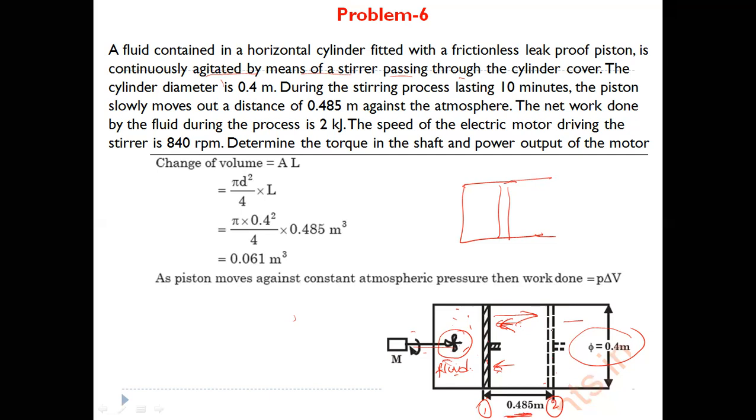So the net work done by the fluid during the process: while expanding here, some amount of work is done by the fluid on the piston. That fluid work is given as 2 kilojoules. The speed of the electrical motor driving the stirrer is 840 rpm. So the stirrer is driven with the help of the motor, and the speed of the motor is given as 840 revolutions per minute.